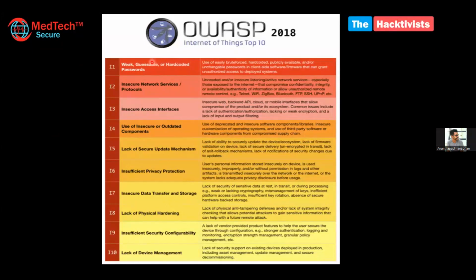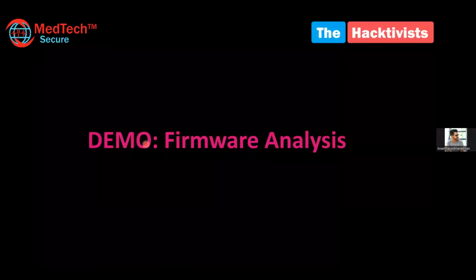Most of them fall under the category of what we have discussed. The most common one is weak, guessable or hard-coded passwords, followed by insecure network protocols or insecure access interfaces. These are some of the common vulnerabilities we come across from the IoT security perspective. If you want to look further, you can just Google the OWASP IoT top 10 and you'll get a detailed view of all these 10 attacks.